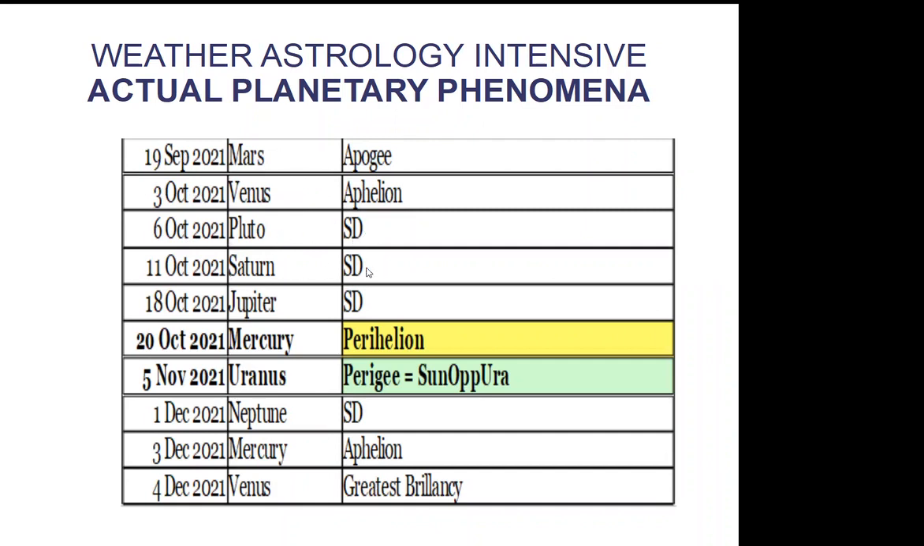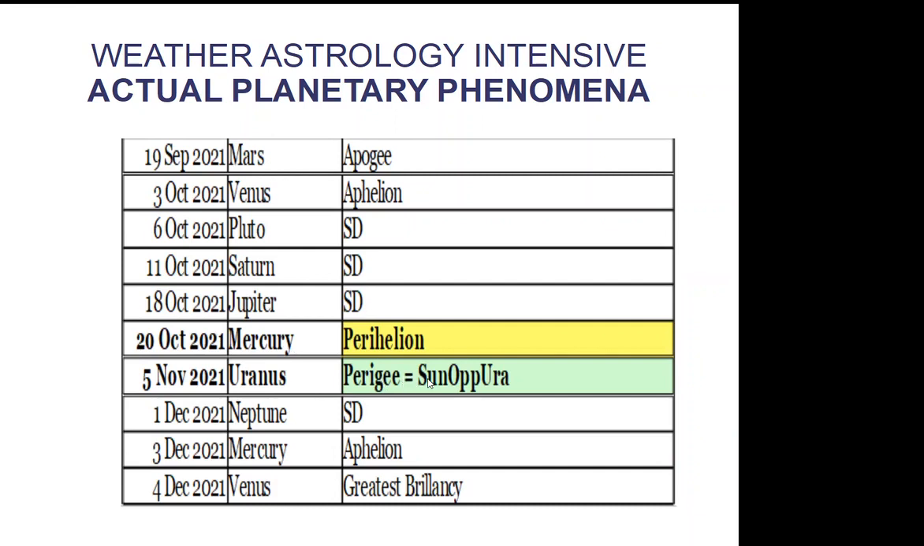On the 11th, we've got Saturn stationary direct. On the 18th, we've got Jupiter stationary direct. And on the 20th, we've got Mercury at perihelion. So I've colored in the peris because they bring more of the emphasis. The aphelion tends to bring less. But it's good to note it anyway, because all these things work in waves.